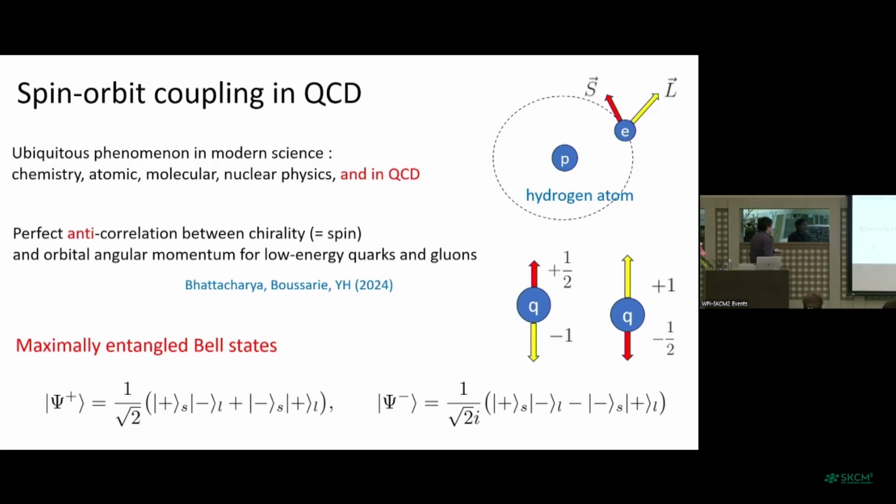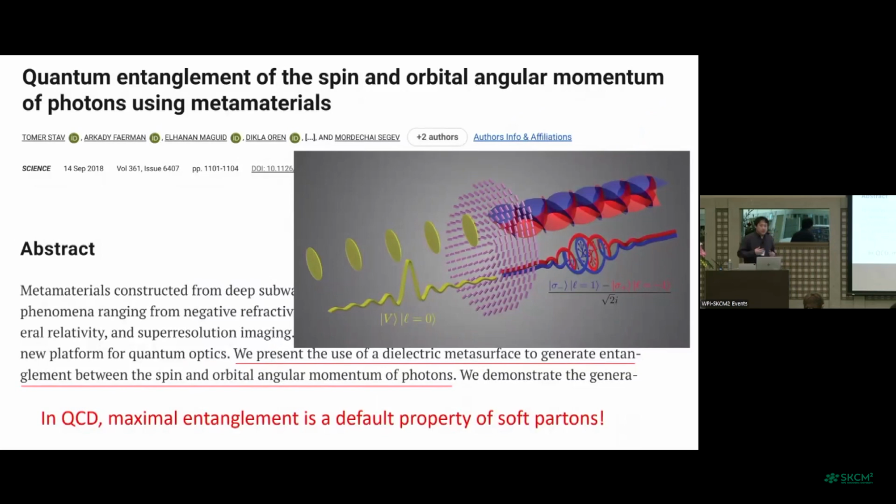So what is realized in the small-x part of QCD, the quarks and gluons inside the proton, is that every single quark and gluon at small x is a Bell state. This is a maximally entangled state where you have the spin and orbital angular momentum always pointing in the opposite direction. And I was very excited that a very similar phenomenon has been previously discovered in the context of quantum optics.